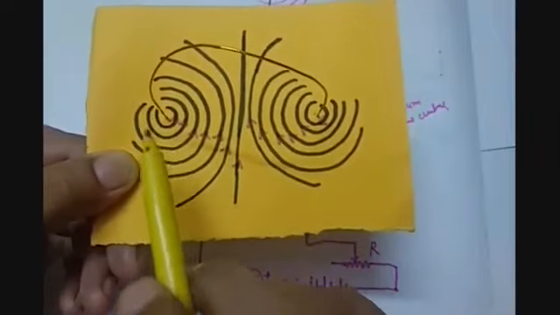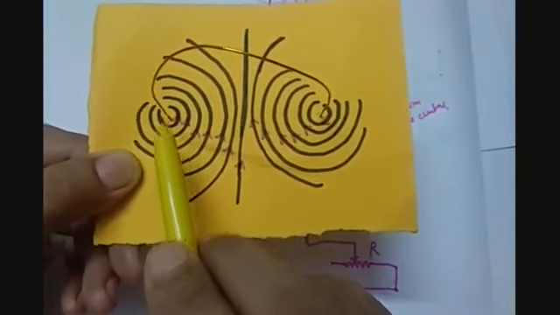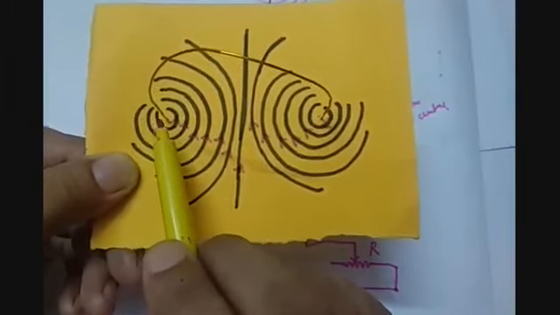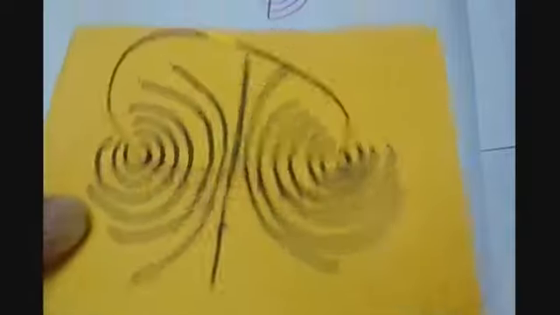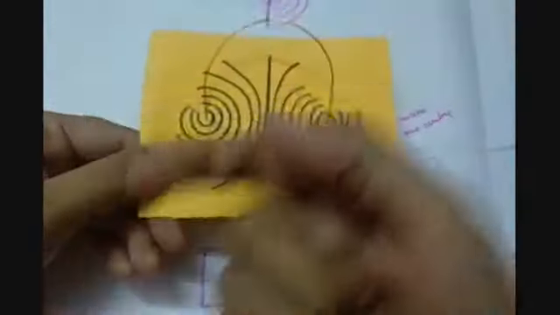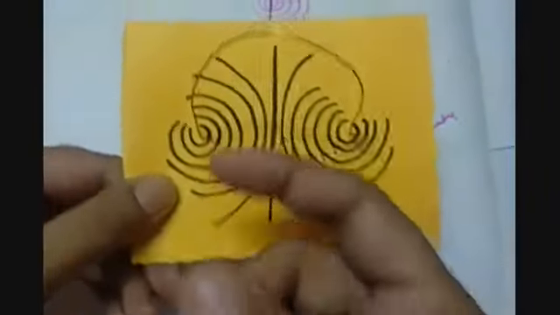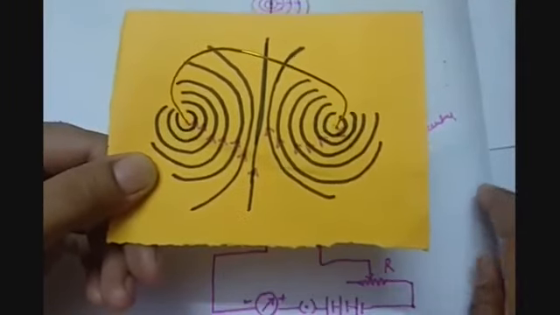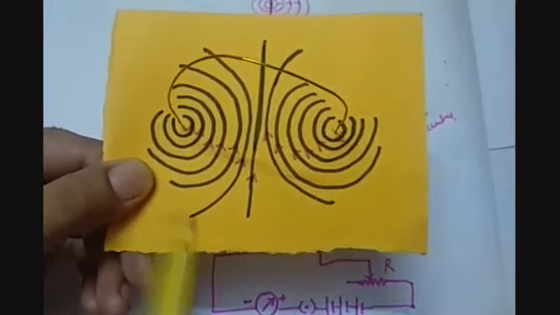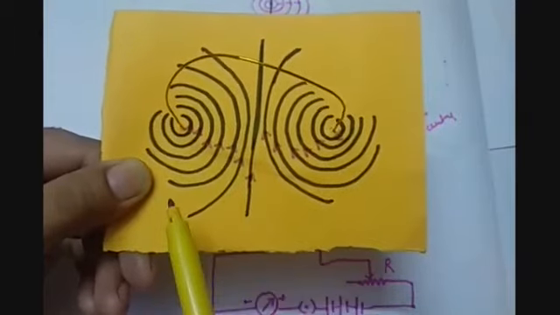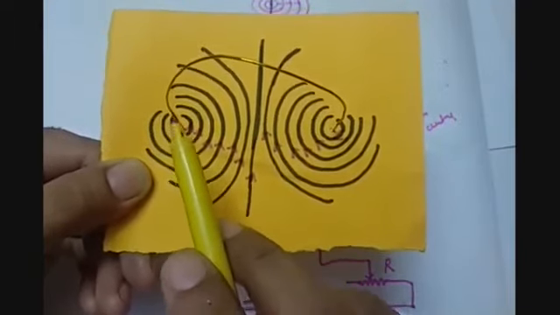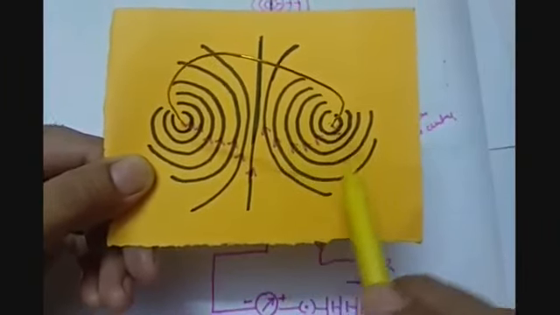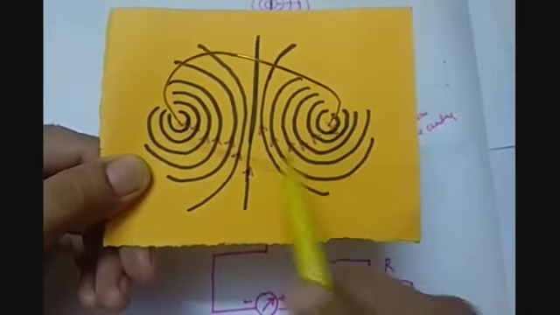Here, if we apply the right hand thumb rule, the same thing will happen: when current is flowing in the upward direction and we place our thumb in this manner, this will be the direction of the magnetic field lines. I have shown that with the pink arrows. When we apply the right hand thumb rule at this portion, we also get the magnetic field lines moving in this direction.